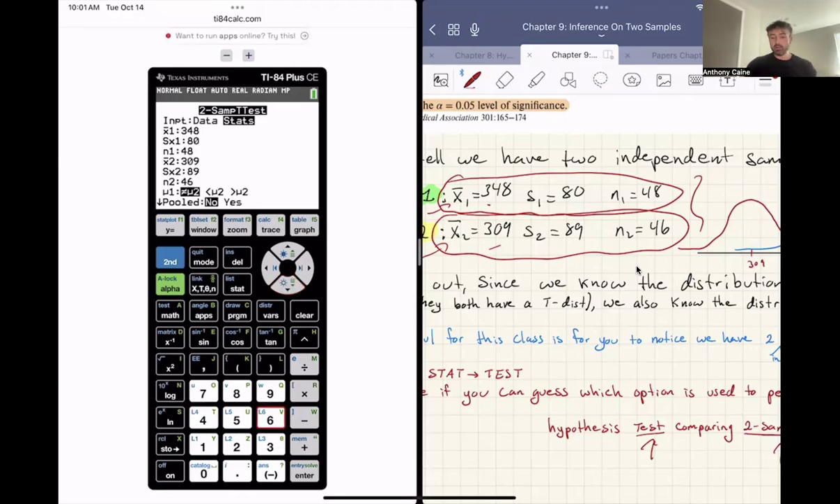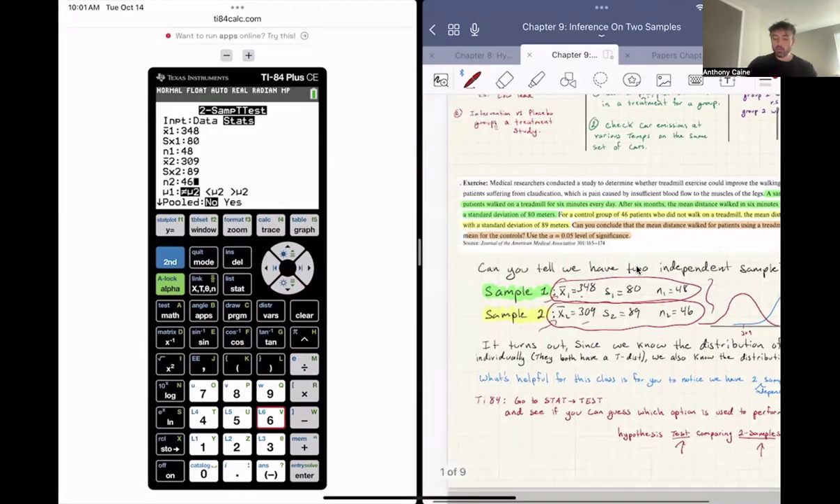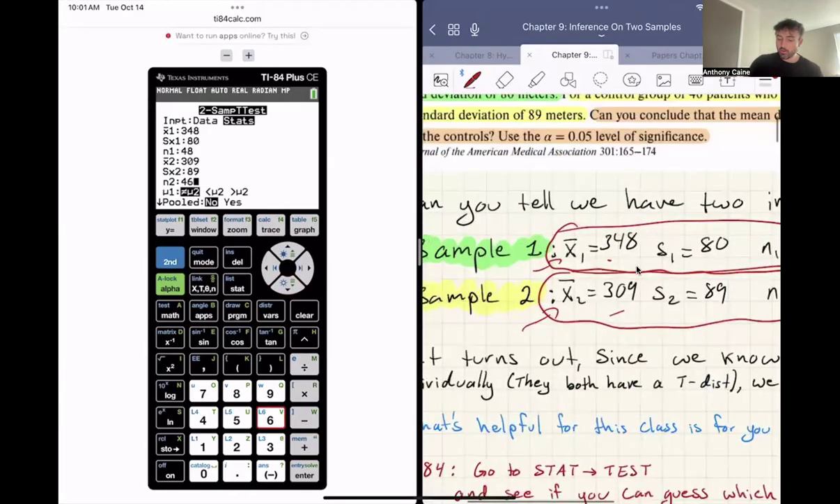Okay, what's the hypothesis we're checking? I think it's just if they're different. Let's see, can you conclude the mean distance walked by patients using the treadmill is greater than? Oh, okay. So we want to know if the treatment group is greater, if mu1 is greater than mu2. We can read, it says mu1, and we want that to be greater than mu2, right? If you read it from left to right, on the very left it says mu1, and you just have to edit out the other noise and complete the sentence with each of these options. So mu1 greater than mu2, mu1 less than mu2, mu1 not equal to mu2.